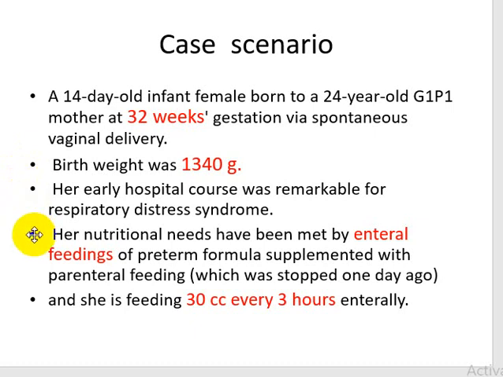Then nutritional needs have been made by enteral feedings of preterm formula, supplemented with parenteral feeding also, which was stopped 1 day ago. And the amount of feeding is 30 cc every 3 hours enterally. It means by mouth.